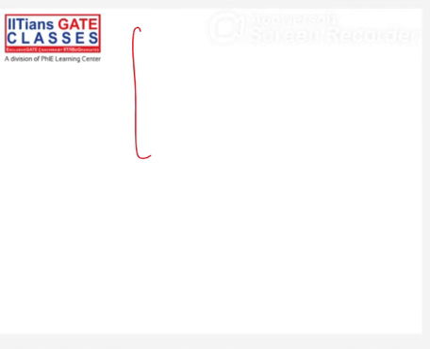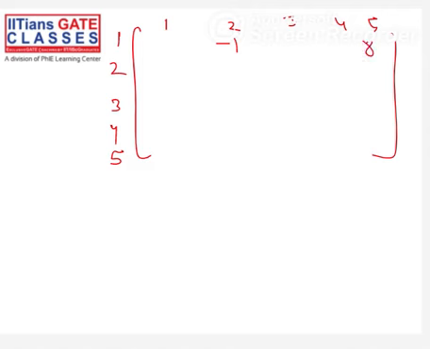Well, let me also just try this. 1, 2, 3, 4, and 5. Alright. So from 1, what are the edges we have? 1 to 2 is minus 1. 1 to 5 is 8. 1 to 4 is 10. That's it. From 2, we have 2 to 3 is minus 2.